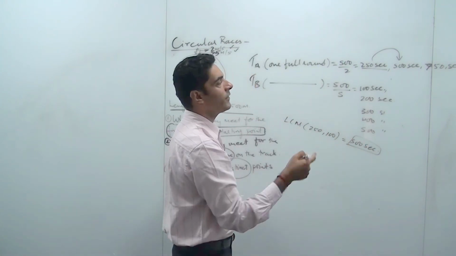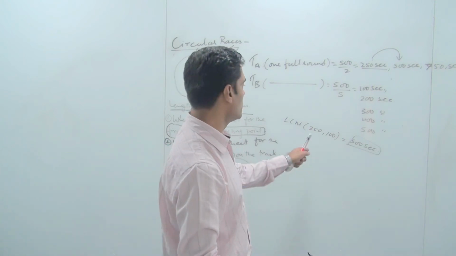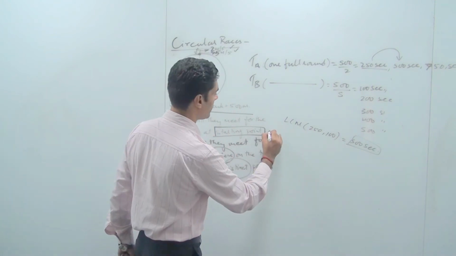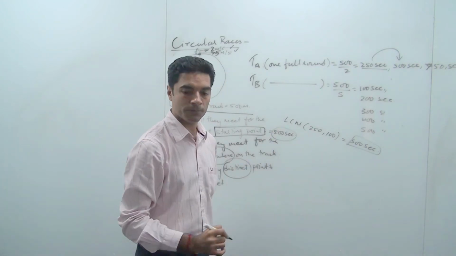Which is a multiple of the time taken by A to cover 1 full round and the time taken by B to cover a full round. So they will be there at the starting point for the first time after every 500 seconds. I hope you have understood this.